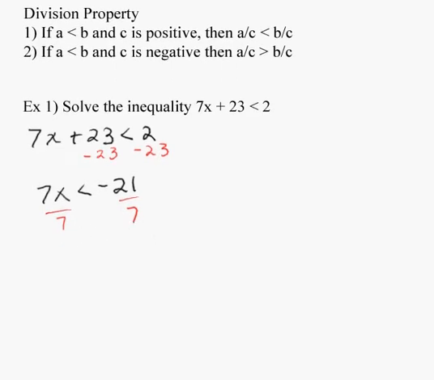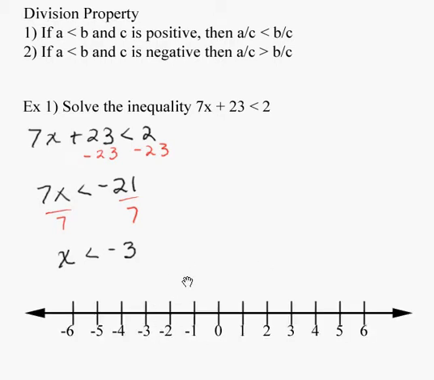So to divide by a positive 7, 7x divided by 7 is x. Negative 21 divided by 7 is negative 3. We don't have to change the inequality because we're dividing by a positive number. It's only when we multiply or divide by a negative number.